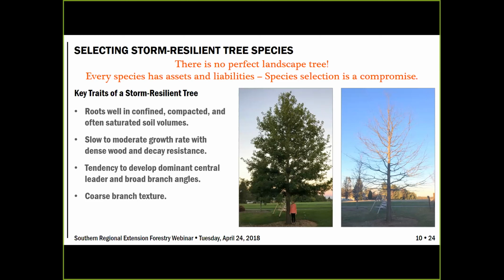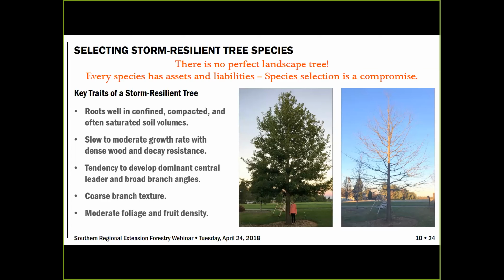Another important characteristic or trait is coarse branch texture. What I'm talking about here is the stoutness of the branches in the crown. What we find with coarse branch textured trees is that they tend to have less surface area, and the branches tend to be more stout and are better able to tolerate accumulations of ice, snow, or rain.